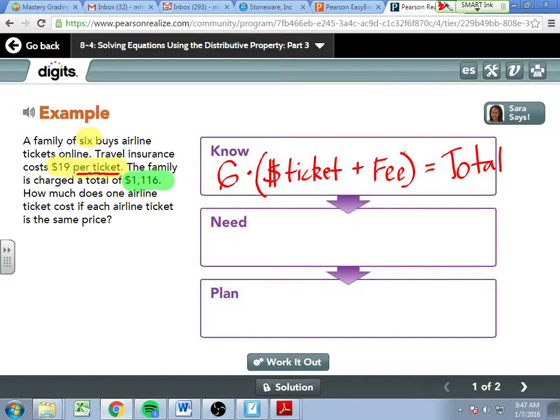So then, I got time. We need to replace what we know. So, I know the price of a ticket? No. Do I know the fee? Yes. So, since I don't know the price of a ticket, what do you want to use to represent it? I'm going to use A for airline ticket. C would work too for cost. We use C a lot of times for cost. The fee was $19 for each ticket, and the total is $1,116. Put a comma in there so you can see place value.